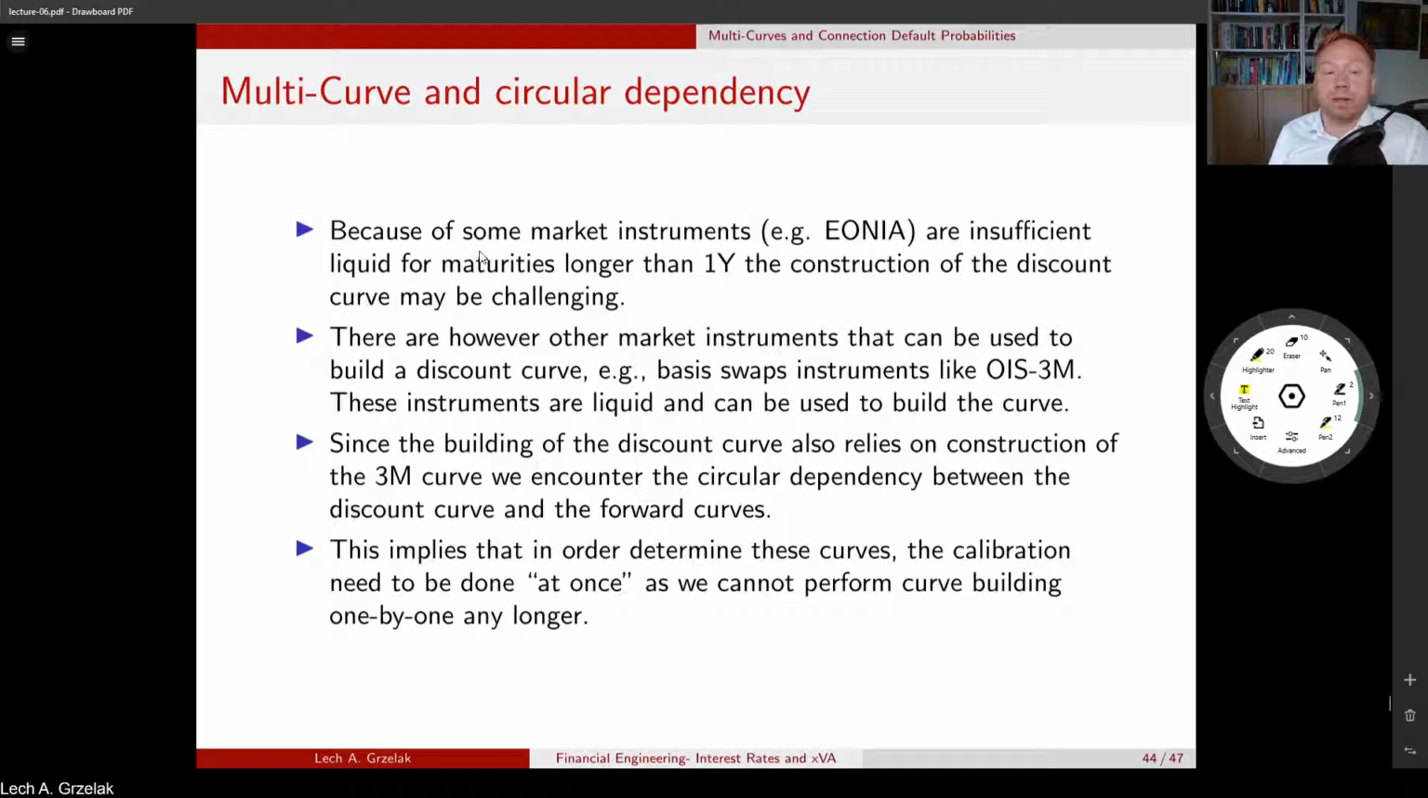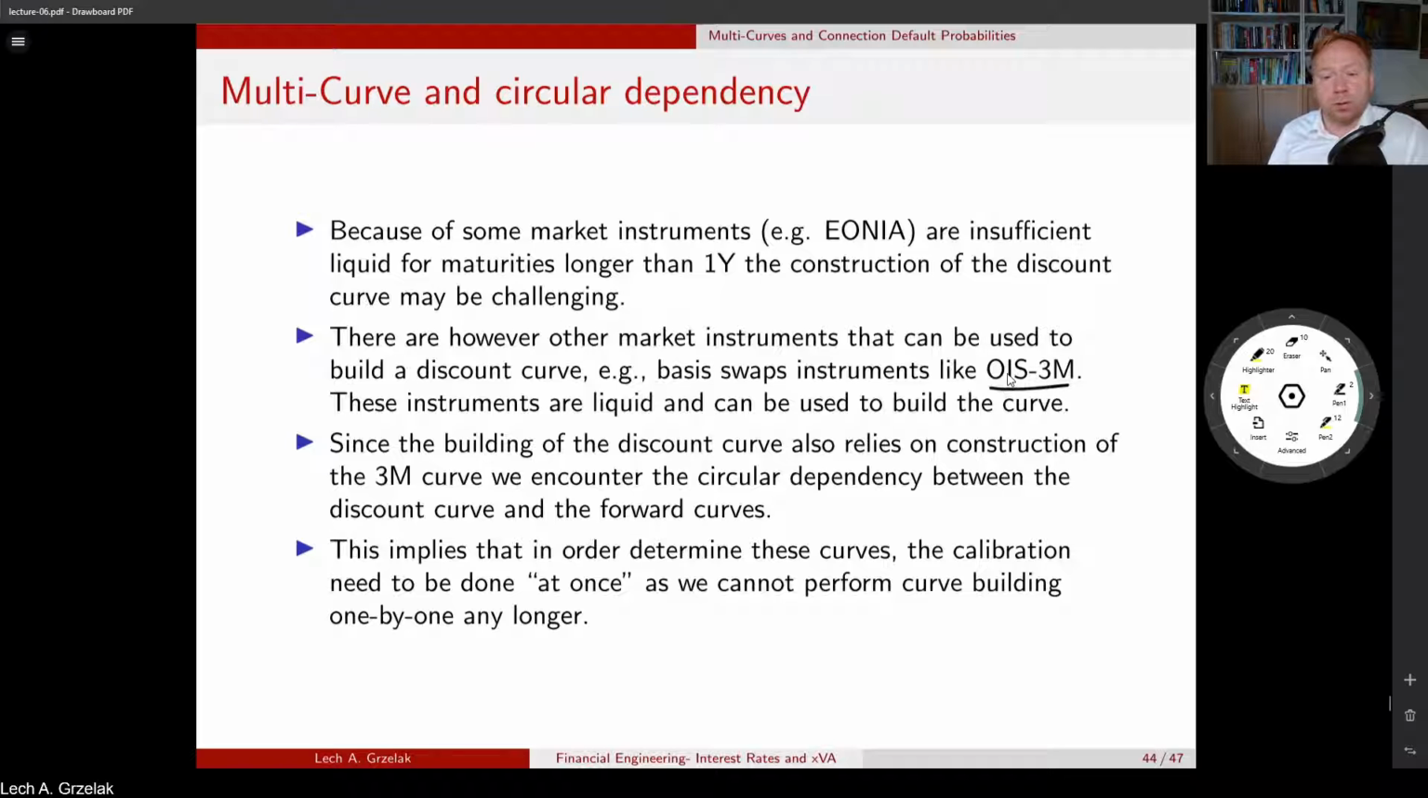Some market instruments, like for example Ionia, are insufficiently liquid for some maturities. If you have these Ionia instruments, they can be less liquid after 1 year. However, what is liquid are the basis swap instruments. So if you look at the market, you would try to bootstrap a discount curve from the market. However, only the part up to 1 year is liquid, you can really use it. But for the later maturities, you don't have really good instruments. However, the market prices some other instruments, which are the basis spread instruments.